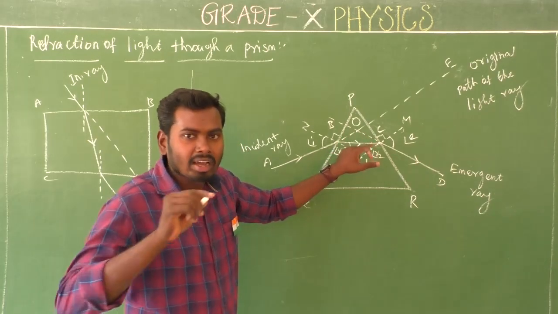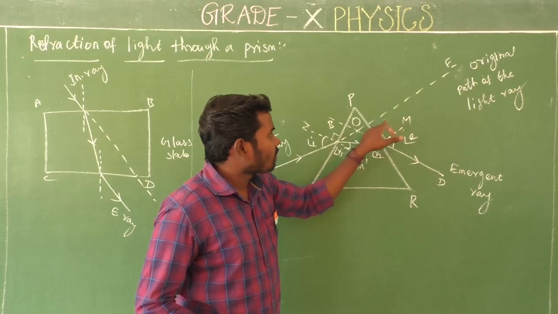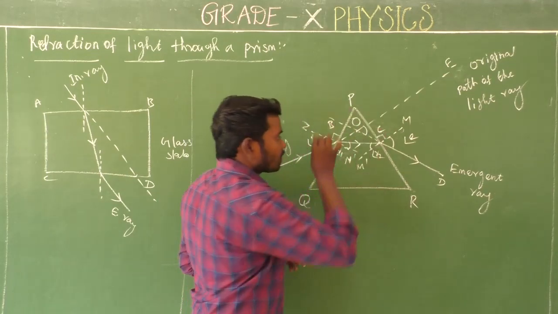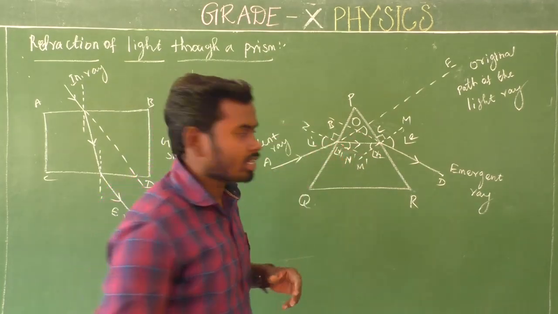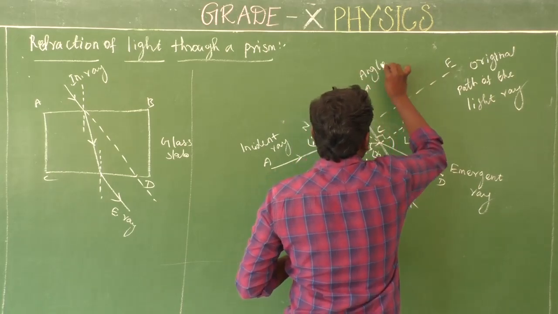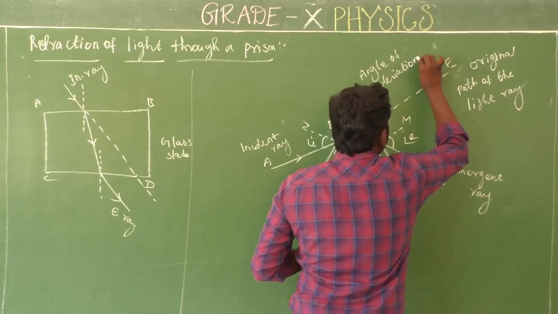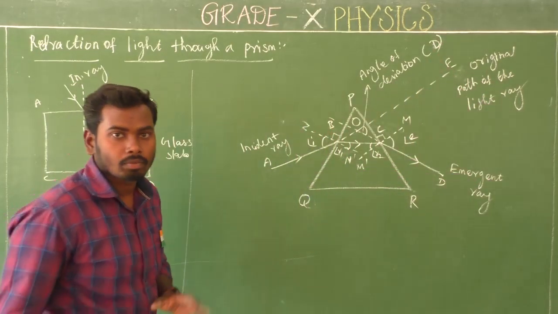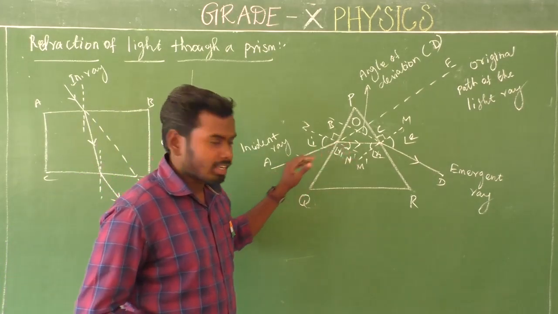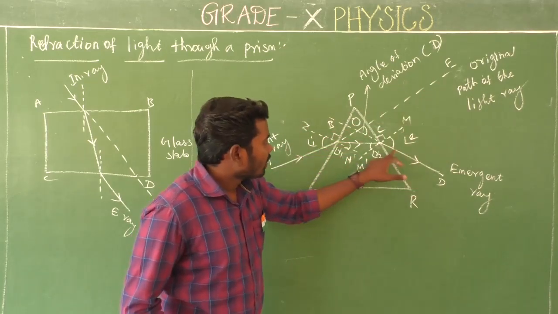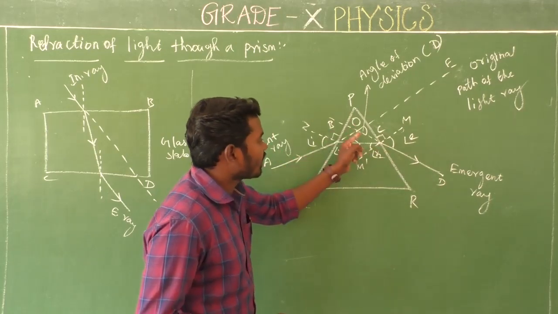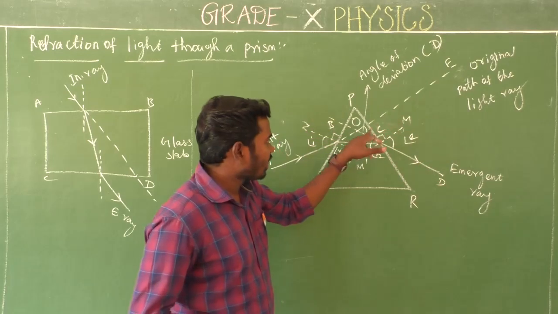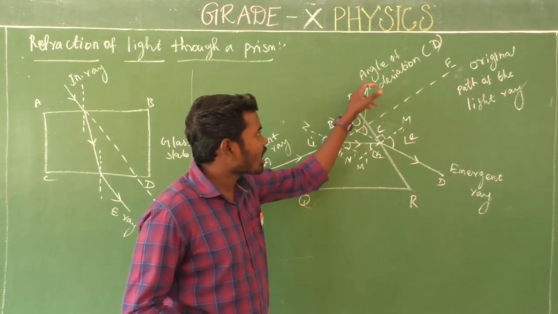Listen here. There is some angle between the original path of the light and the extension of the emergent ray. Can you see clearly? Yes, this angle. That angle is called the angle of deviation. The angle of deviation is denoted with the capital letter D. Is it clear? So this is the original path of the light, AE, and this is the emergent ray, DO. There is some angle between the original path of the light and the emergent ray. That is called the angle of deviation.